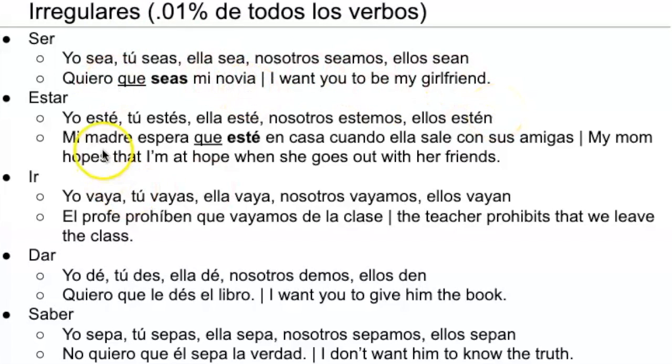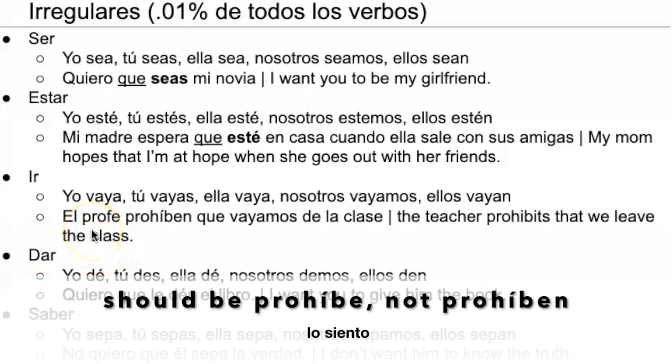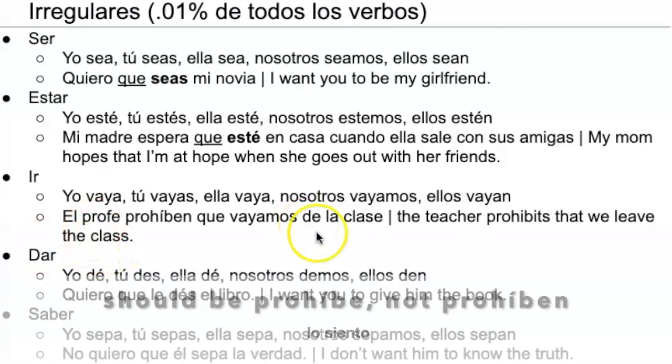Estar with estés. For example, mi madre espera que esté en casa cuando ella sale con sus amigos. My mom hopes that I am in my house. Ir, vayamos, vayan. This is a good one to know. El profe prohíbe que vayamos de la clase. So the professor prohibits that we leave the class.